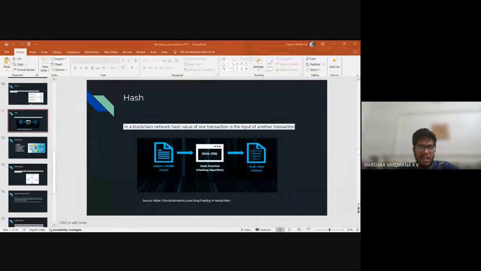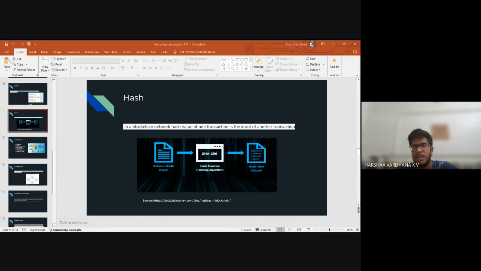A hash is a cryptographic function that converts input data into a fixed size string of characters. Transactions and blocks are hashed to create a unique identifier. Hashes are used for security and efficiency. As we mentioned before, it maintains block security.